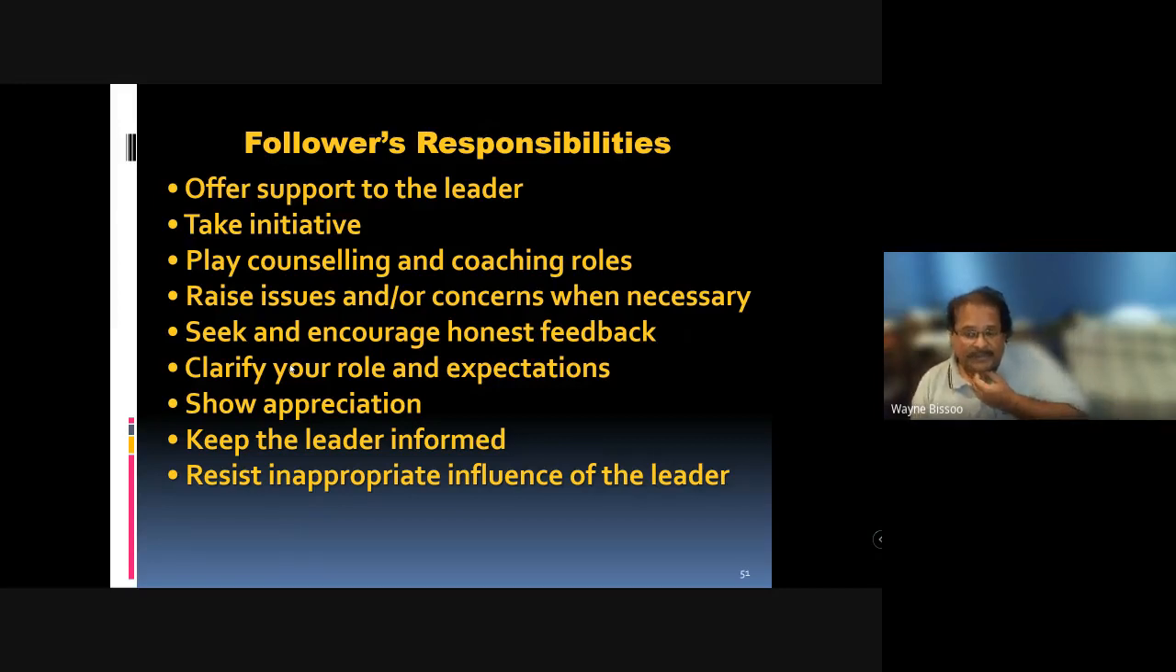Clarify your roles and expectations. Yeah, you want to know what you're supposed to be doing. Show appreciation. Now, good leaders tend to show appreciation to the people who work with them, but it's very difficult sometimes where you're leading organizations and your followership doesn't show appreciation for the types of leaders. But generally, we tend to hopefully have a healthy relationship like that. Keep the leadership informed of what's happening. That's important. That's a communication role, backward and forward. And of course, resist inappropriate influences of the leader. That one is tricky sometimes. So these are the followers' responsibilities.